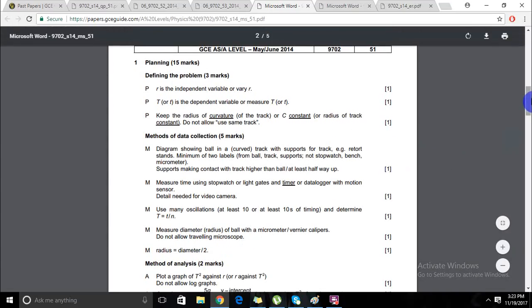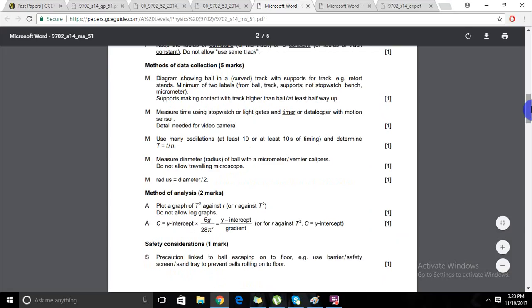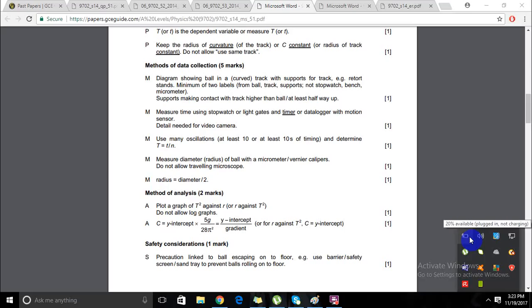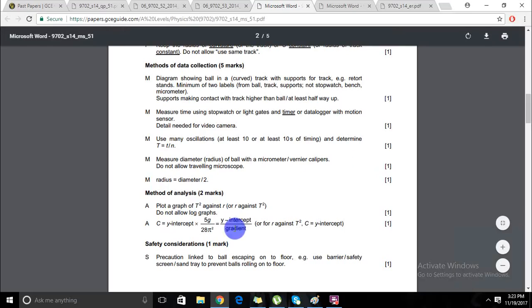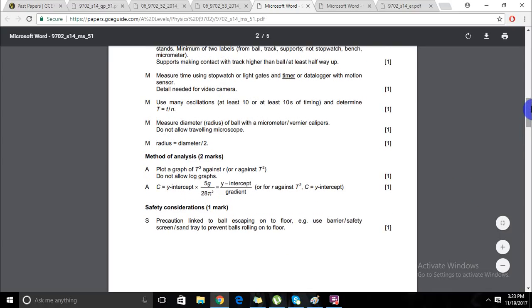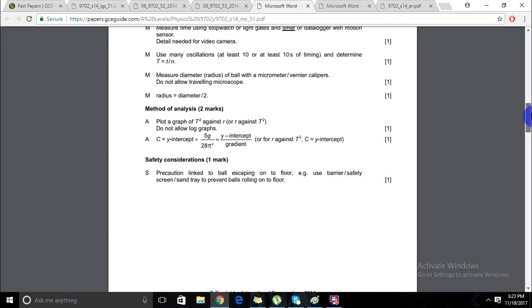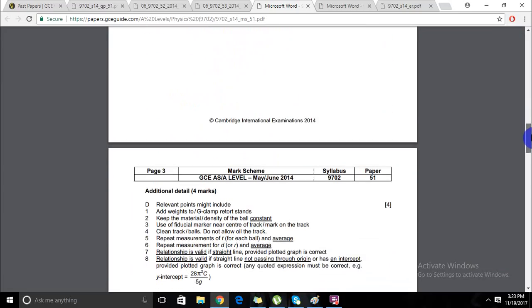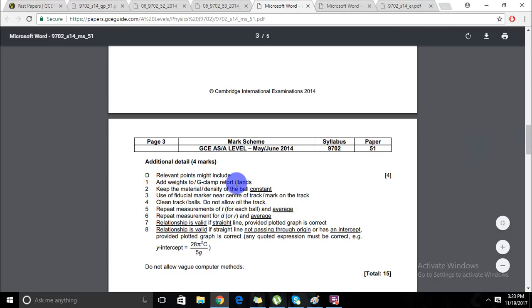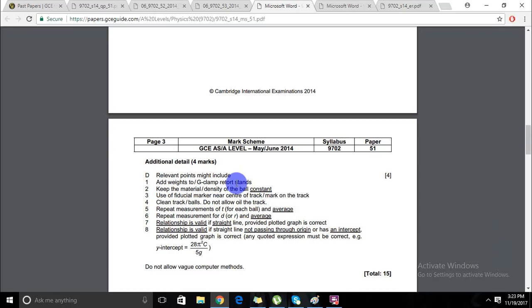And for analysis of the data, we basically have to have it in a straight line format, and again figure out the value of the constant C. As for the precaution, it is possible that the ball might leave the track and hit you straight in the eye. And additional details as mentioned: add weights to the retort stands for greater stabilization of the track. You should keep the material, the density of the ball, constant.